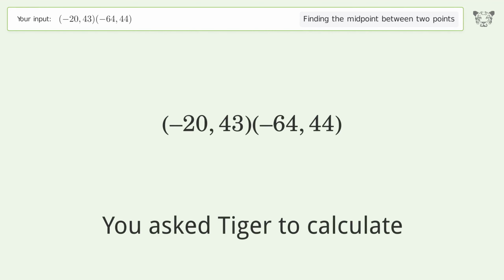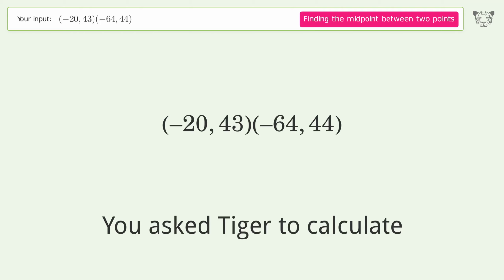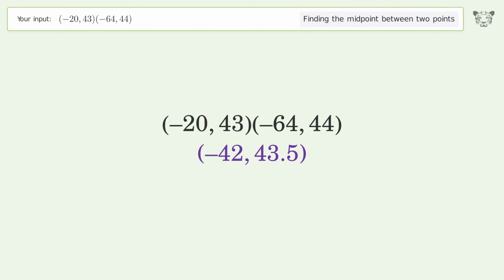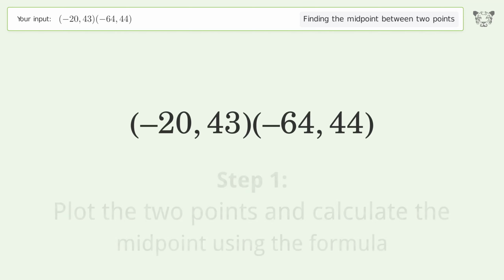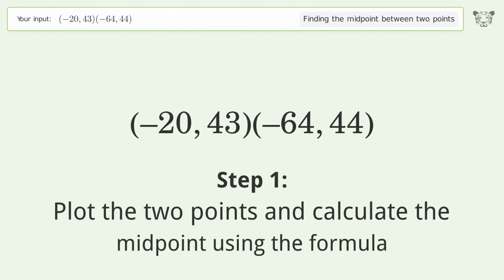You ask Tiger to calculate. This deals with finding the midpoint between 2 points. The midpoint between the 2 points is negative 42, 43.5. Let's solve it step by step. Plot the 2 points and calculate the midpoint using the formula.